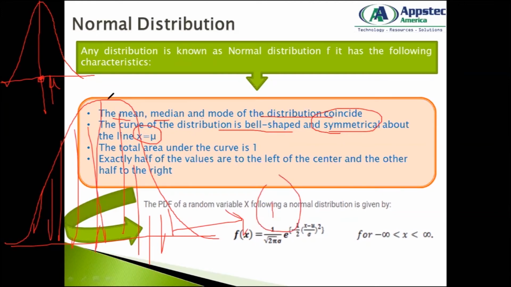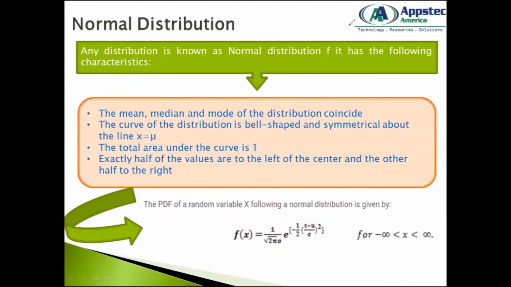Out of this total area under the curve, out of 1, we calculate various distributions, or various measures, to understand how the data is distributed. But anyway, when you have your data, ensure that the total area under the curve of the data is always 1. It's fixed. There is no deviation to it. Exactly half of the values are to the left of the center and the other half are to the right. This is what is called symmetric.